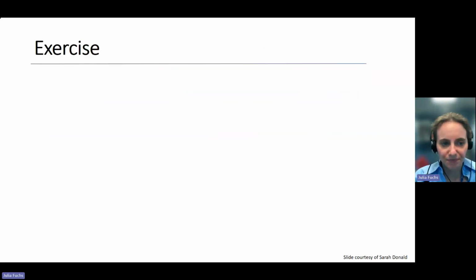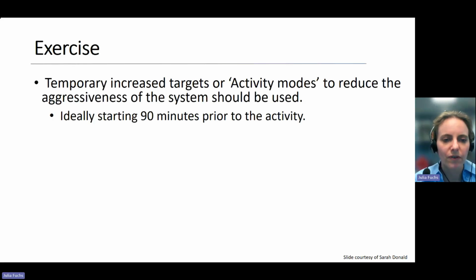Lastly, exercise. So again, it's a bit system dependent, but there are some general rules for all the systems. In general, it's recommended to use a temporary increased target or activity mode to reduce the aggressiveness of the system. And ideally, you want to start that 90 minutes prior to the activity, and then continue if you're wearing the pump during the activity and perhaps after, depending on whether you're the sort of person who has hypos later on. And all the systems have some version of this. So everybody can use this.